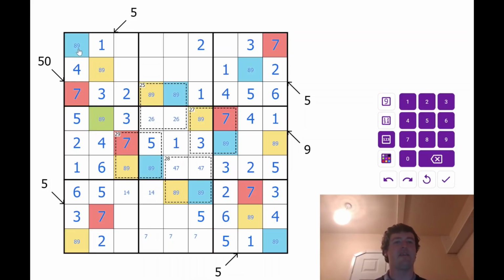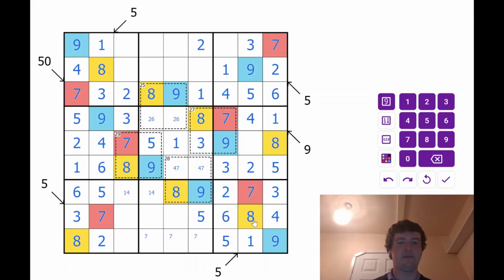This must be a 9, so we can go around the grid and make every single blue square a 9, and every single yellow square an 8. And now all the hard bits are over, it's just normal Sudoku to the end of the puzzle. So this must be an 8. Down here we're missing 1, 4 and 9, well the 9 must go here, 4, 1, this puts a 4 here. In this box that has to be a 4.